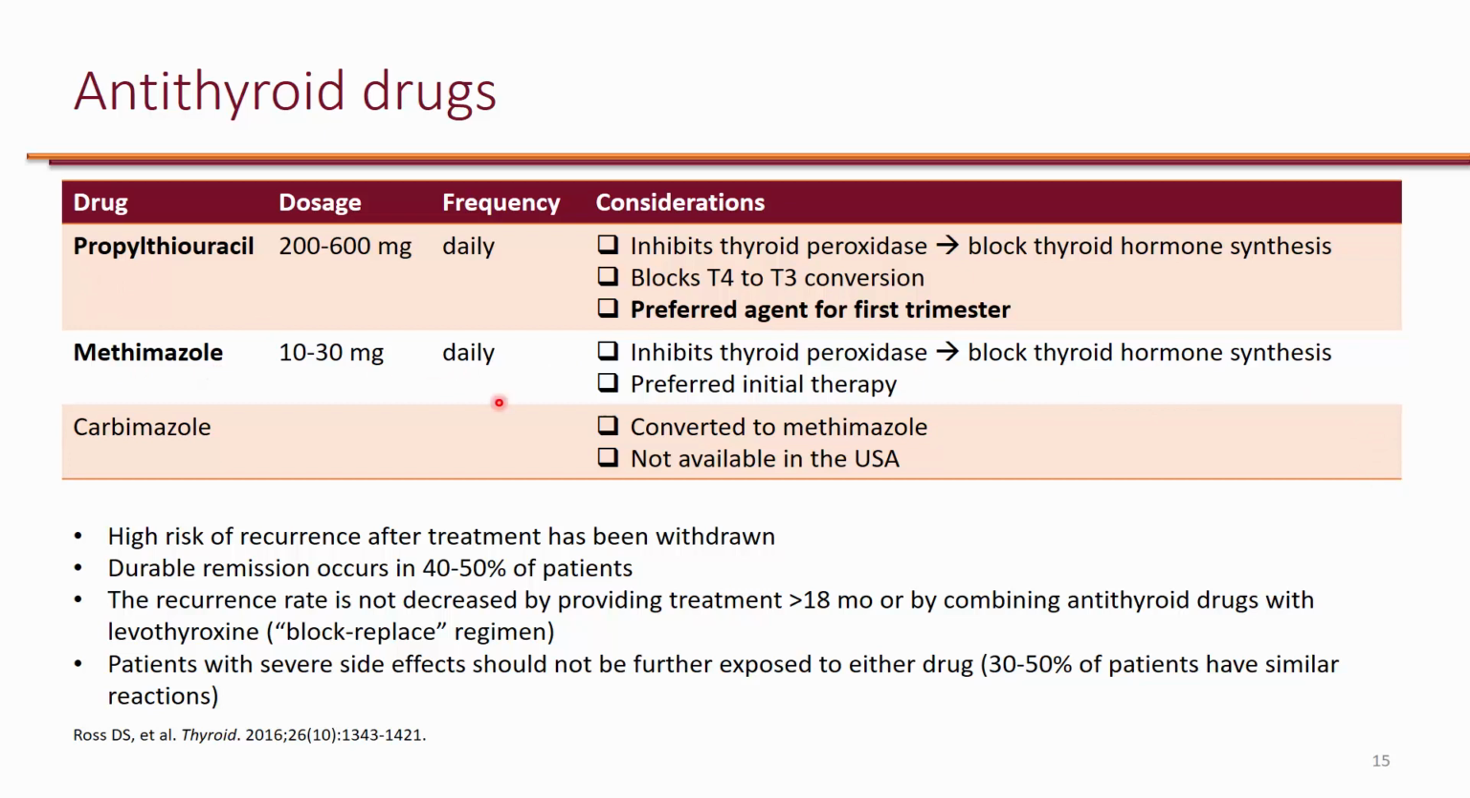if someone is pregnant during first trimester, propylthiouracil happens to have less adverse effects on the fetus. So during first trimester, propylthiouracil is preferred, and then as soon as the pregnant patient enters the second trimester, we will switch back to methimazole because of that increased risk of hepatotoxicity with propylthiouracil.